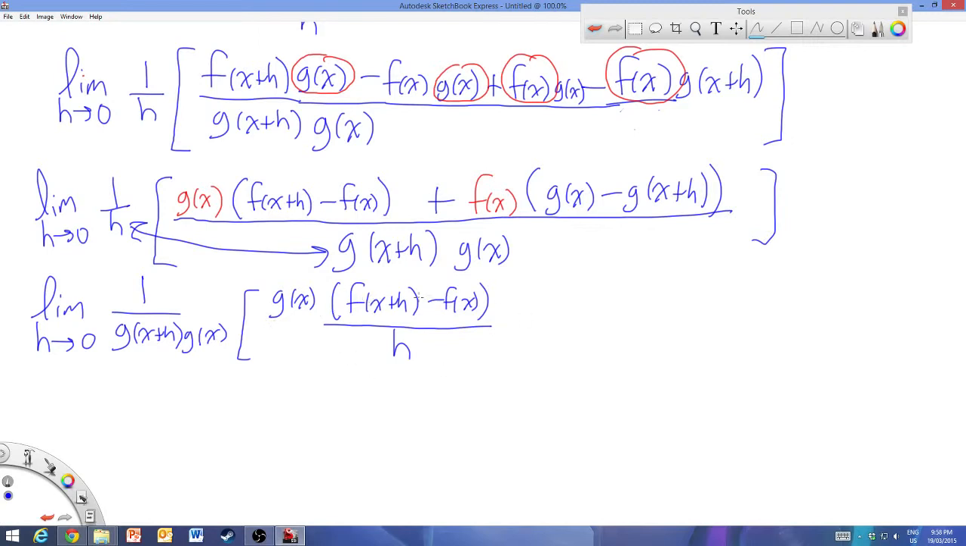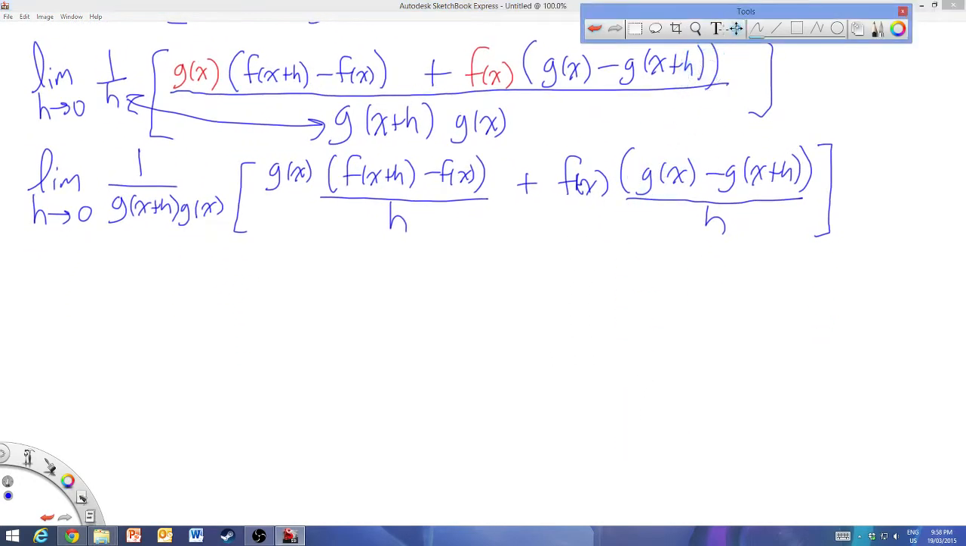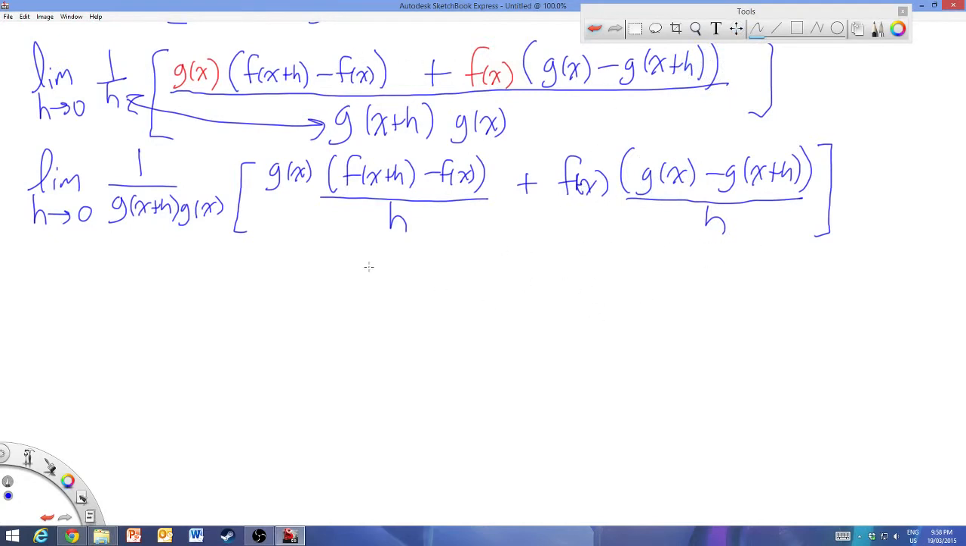What does this part look like? This will be f of x times g of x minus g of x plus h, all over h. It should be somewhat clear why I decided to write it like this, and why I broke up that addition of fractions to look like this.